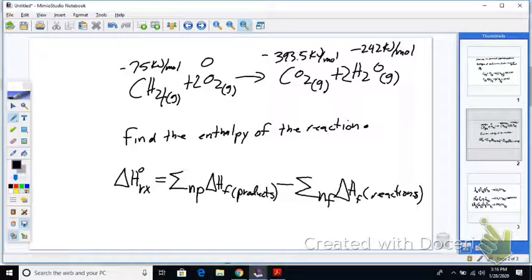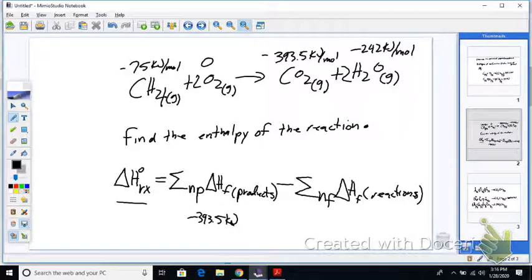So over here, I want to find the delta H. So I'm going to do the products first. So I'm going to go, all right, negative 393.5 kilojoules per mole, and I multiply it by 1 mole, so it'll be that value. Okay, questions on that? That's that. I have 1 mole of CO2 I produce.